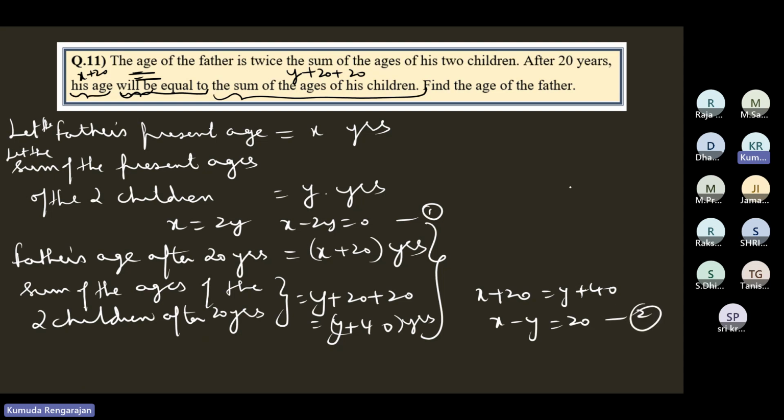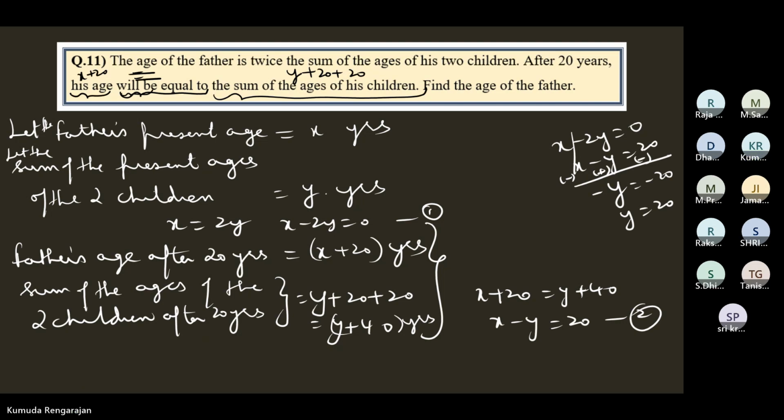Solve the two equations. So X minus 2y is equal to 0. X minus Y is equal to 20. Change the signs, it cancels. So minus Y is equal to minus 20. Y is equal to 20. But you should find the father's age. So substitute. When you substitute Y is equal to 20, you will get X is equal to 40. So the father's present age is 40 years.